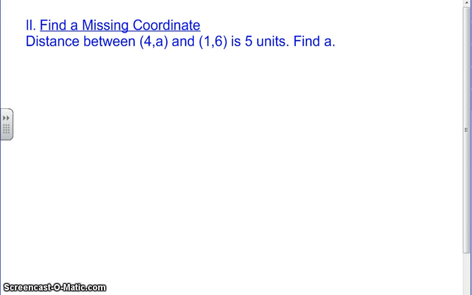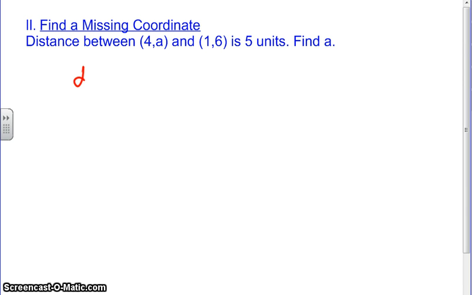Good. Okay, so now the next question. What if you know the distance between 2 points, but you just don't know where a point is? This is a little more challenging. Okay, so here we have a point at 4, a. I don't know the y value. And a point at 1, 6. But we know that the distance between these points is 5 units.